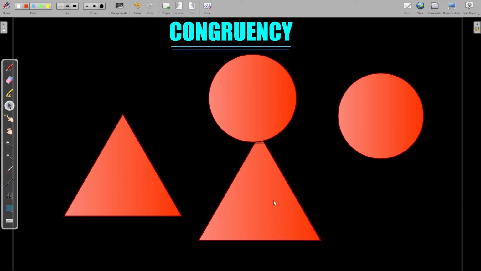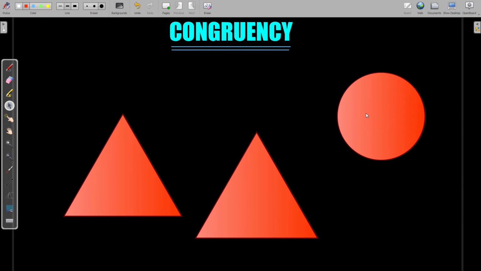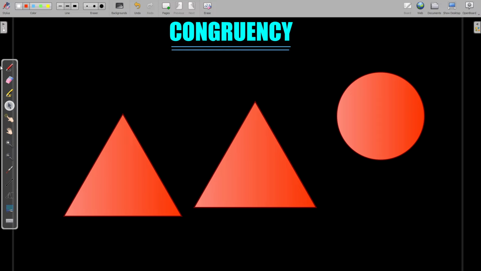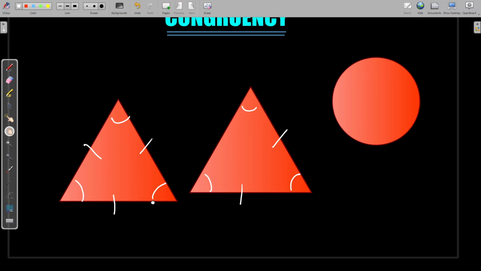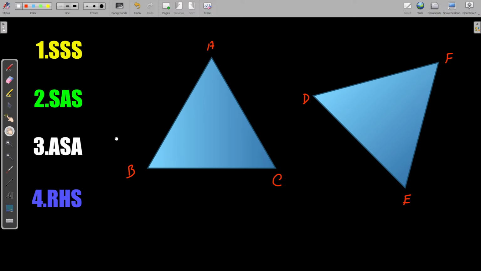Now, how do we find congruence? In case of a triangle, what will we have to do? We'll have to check each of the angles. Suppose there are three angles in this triangle, three in the other one. So we will check whether all three angles are equal to the other three angles or not. Then we'll also have to check whether the sides are equal or not. So that's a lot of work, so we are not going to do that. There are standard axioms using which we can easily find out if two triangles are congruent.